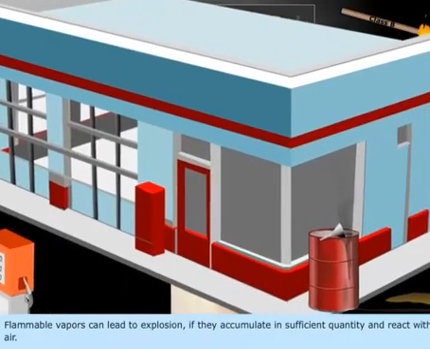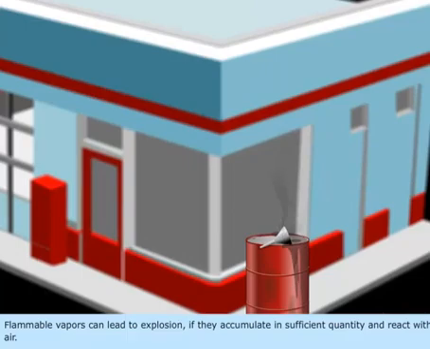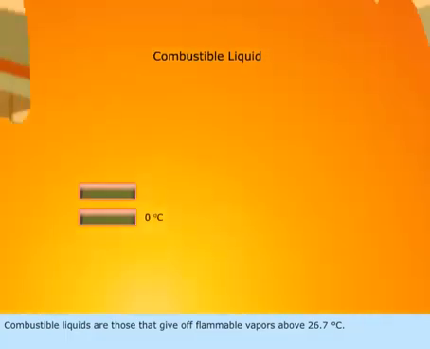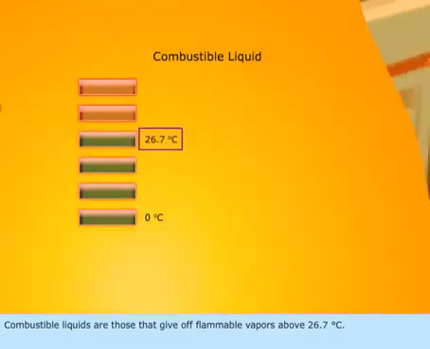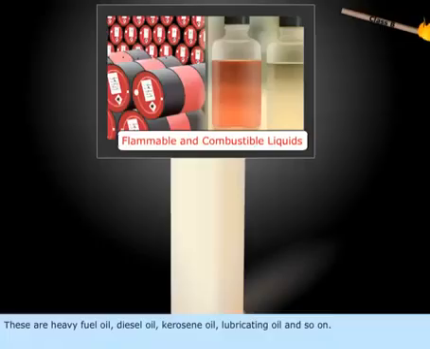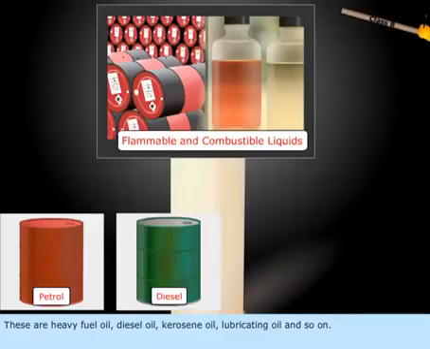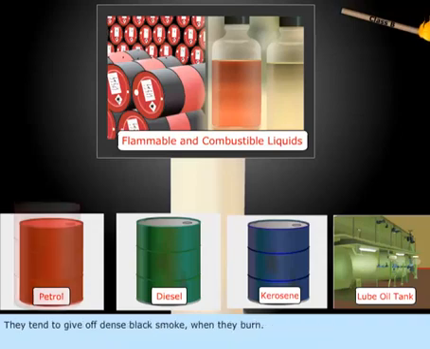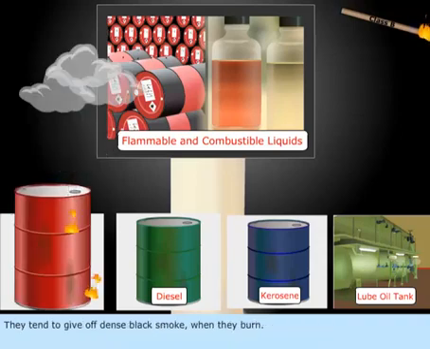Flammable vapors can lead to explosion if they accumulate in sufficient quantity and react with air. Combustible liquids are those that give off flammable vapors above 26.7 degrees Celsius. These are heavy fuel oil, diesel oil, kerosene oil, lubricating oil, and so on. They tend to give off a dense black smoke when they burn.